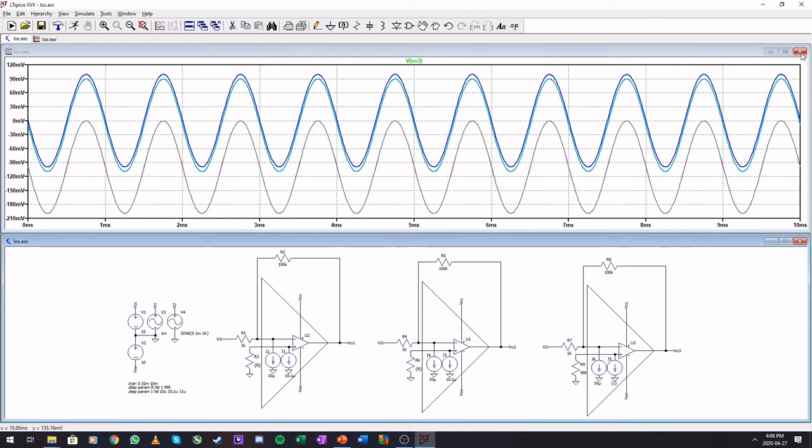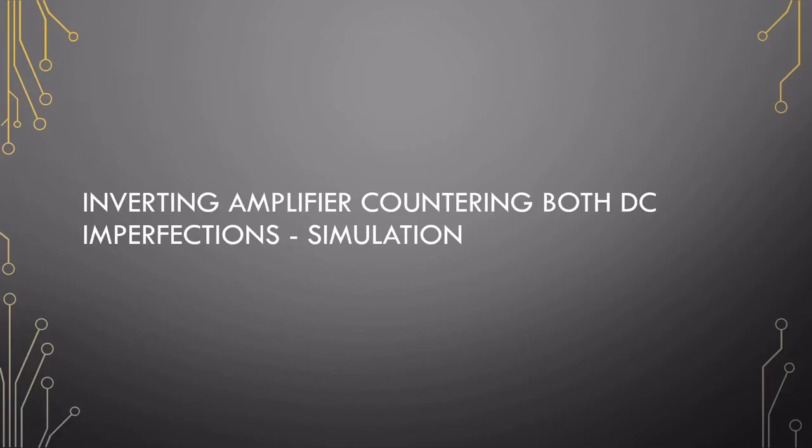These offsets are influenced by the size of resistor 2 right here. So please try and keep your resistor values small. That will also limit the offsets. Now we will have a look at the inverting amplifier and how we counter both these imperfections at the same time.